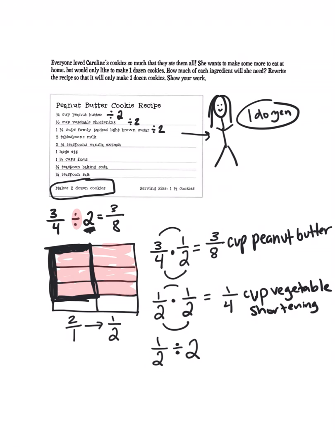All right, now you guys continue on your own, and you need to calculate how much each ingredient will be when you divide it into 2 equal pieces. We've already done the peanut butter and the vegetable shortening. Make sure that you're keeping an organized list of your recipe so that it's easy for me to grade your work.